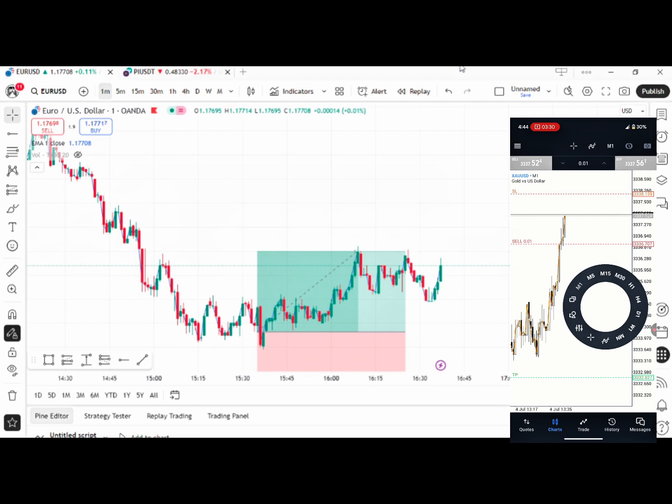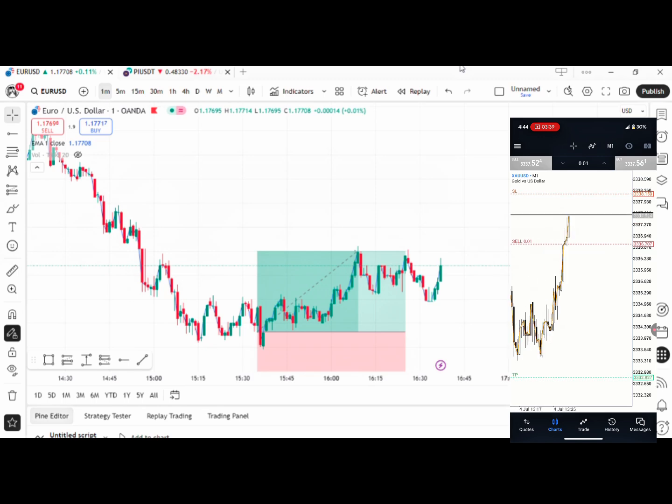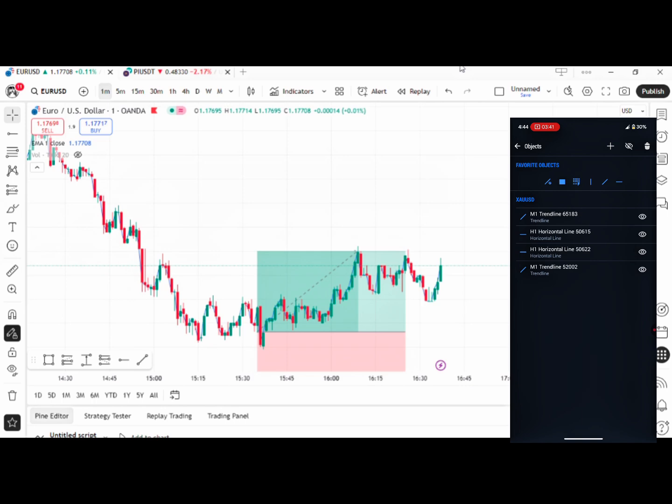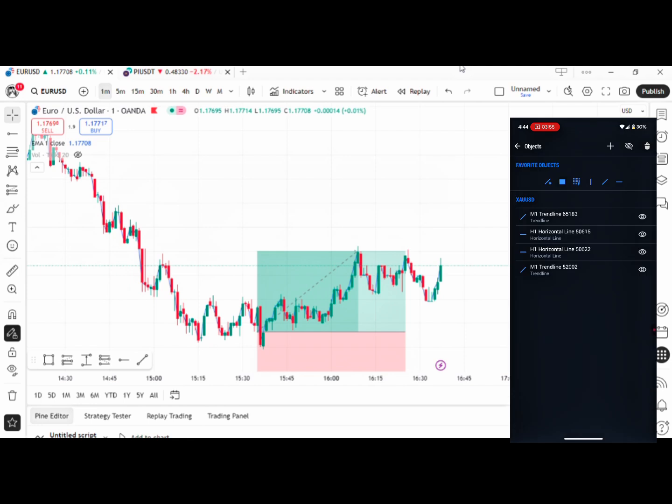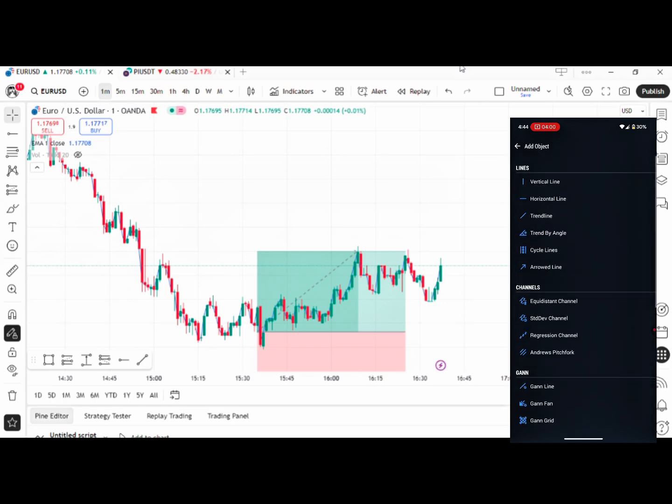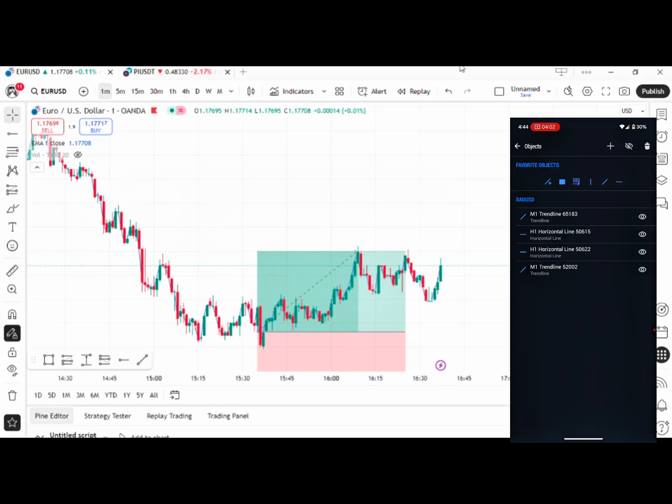If you want to draw, these objects, you just come here, tap on the screen once, then there is this thing, this one. Tap on it and then you can add. If the tool is not among your favorite objects, just tap the plus sign and you'll have plenty to play with.